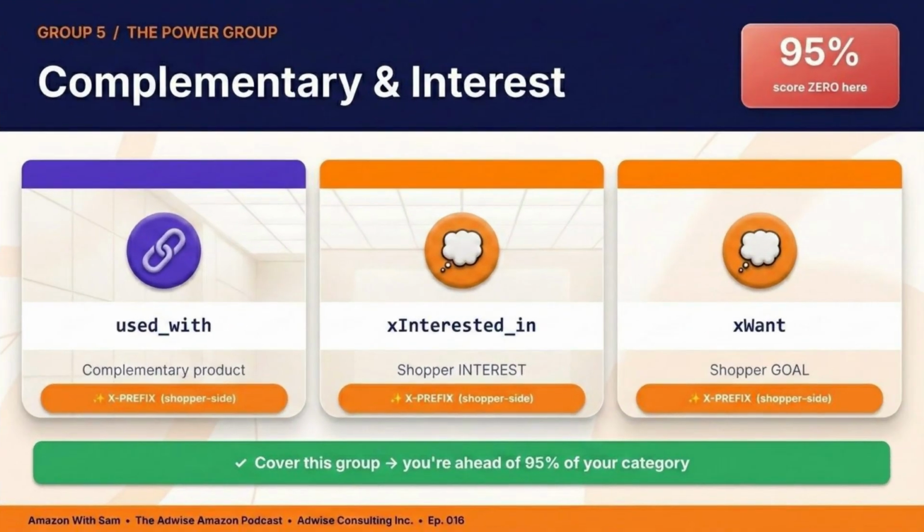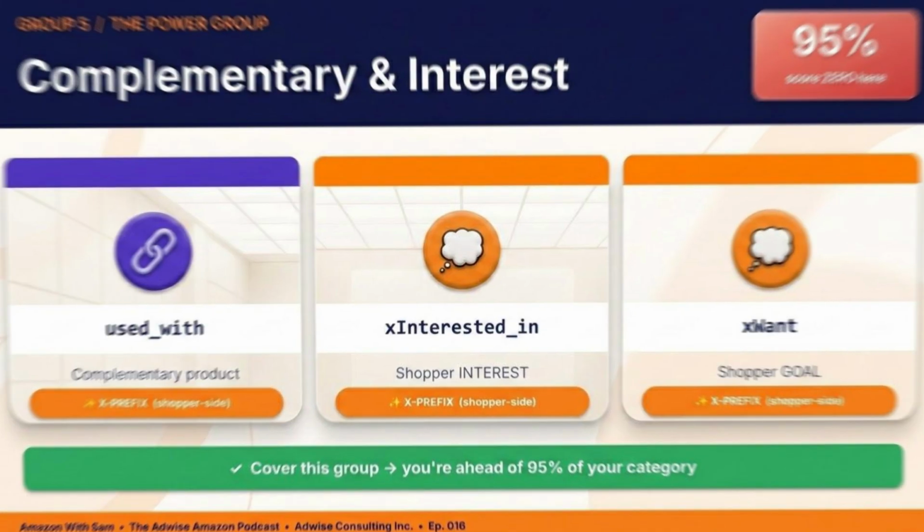Three relations, two have the X prefix. This is the group 95% of listings miss. Group 5, complementary and interest, three relations, two of them have the X prefix, and this is the group where 95% of listings score 0. Read that again, 95%, which means if you do write these, you're already ahead of almost everyone in your category.